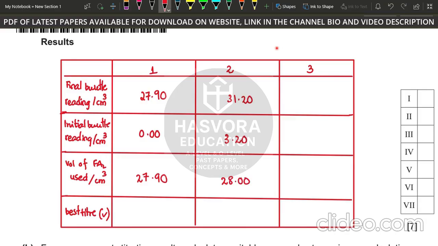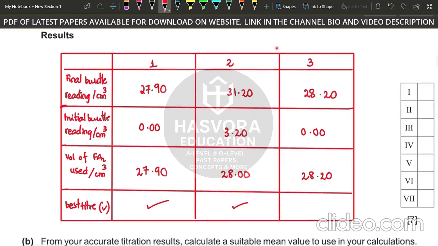Okay, now let's take this value again as 0.00 in case you have refilled the burette, and then we will take this value as 28.2. Okay, so now we have a difference of more than one decimal place, so that is not a concordant result. Okay, so this is going to be your best Titre, or you can say the concordant results.